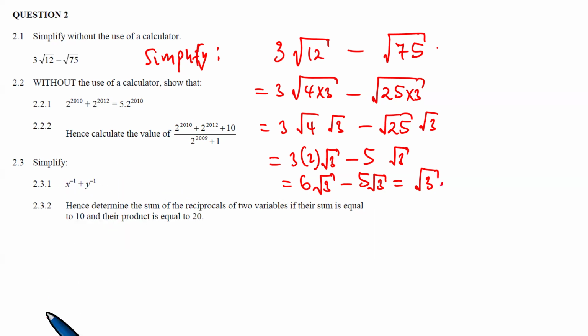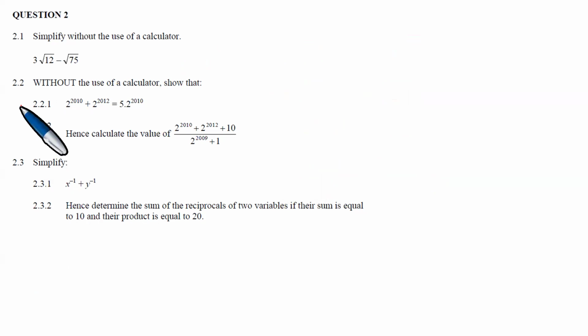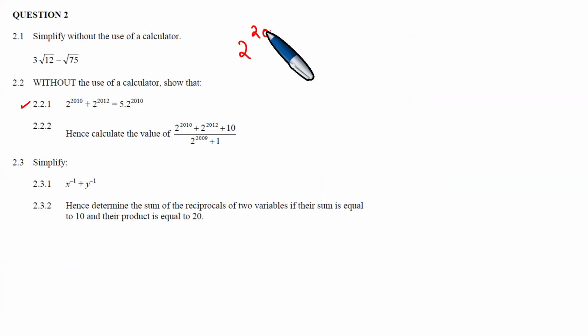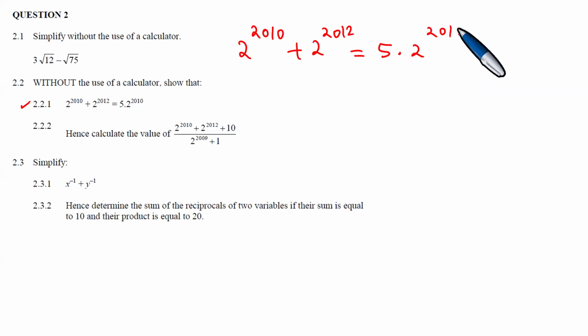Let's look at 2.2.1. Without the use of a calculator, show that this is the case. So yeah, let's look at that one. Show that 2 to the power 2010 plus 2 to the power 2012 is 5 times 2 to the power 2010.